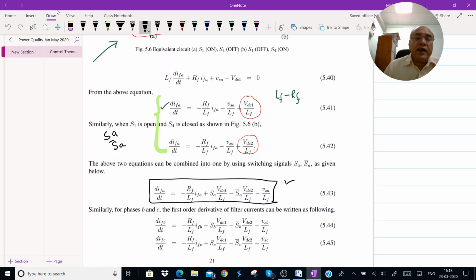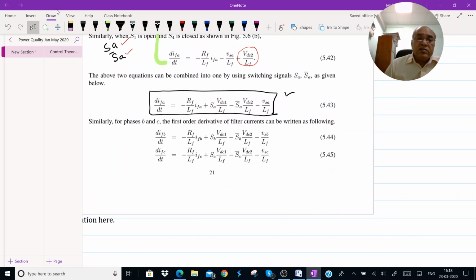Now see here that if SA is 1, then we apply VDC1, hence the equation becomes VDC1 by LF. When SA bar is 1 and SA is 0, then we apply minus VDC2. So this equation expresses both the conditions together in the form of the switching status SA and SA bar. This idea can be extended for the other two phases, that is phase B, this is for phase B, and for phase C.